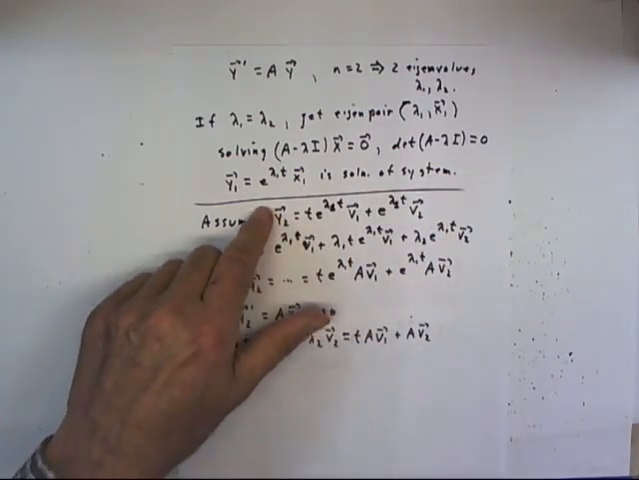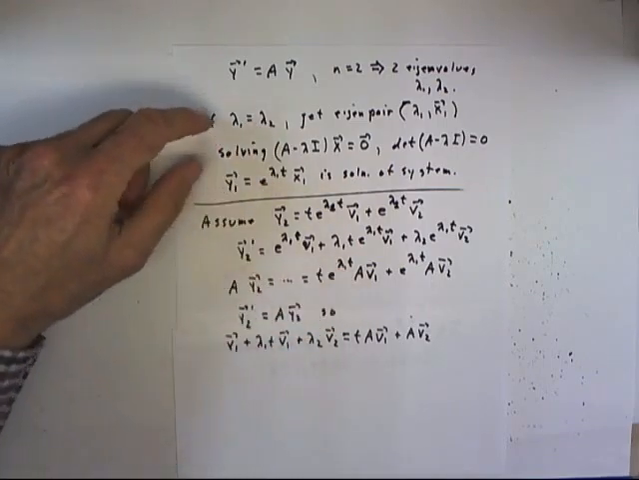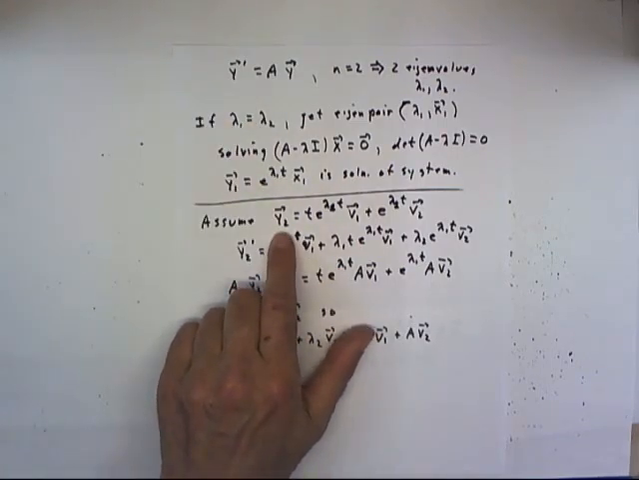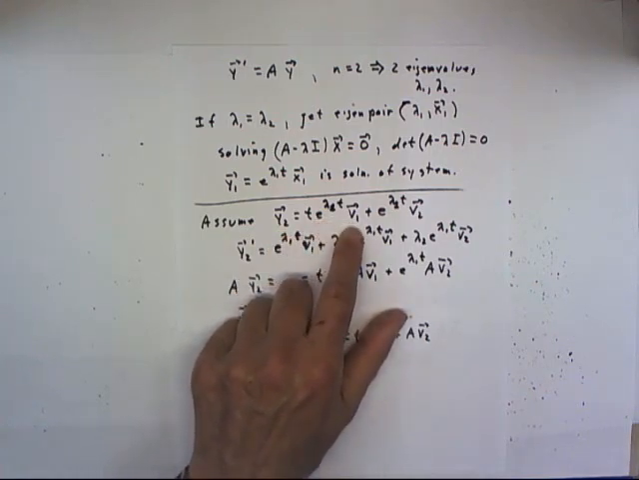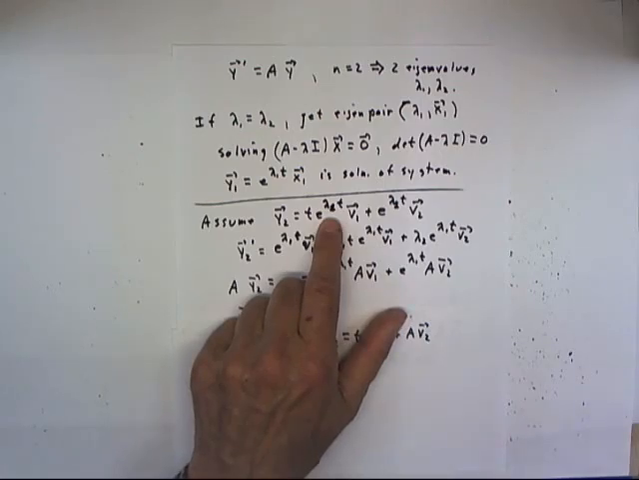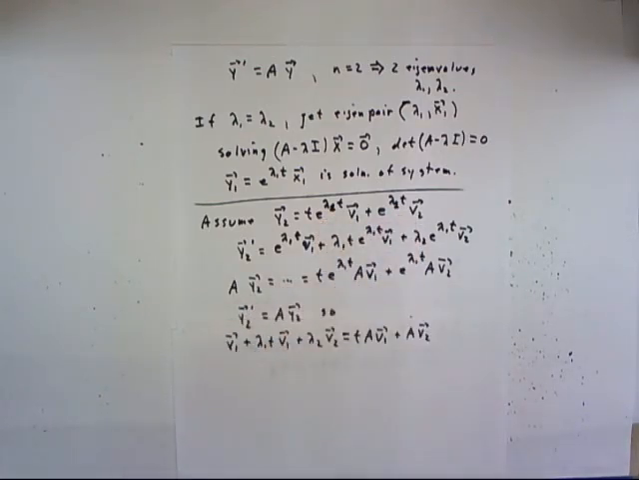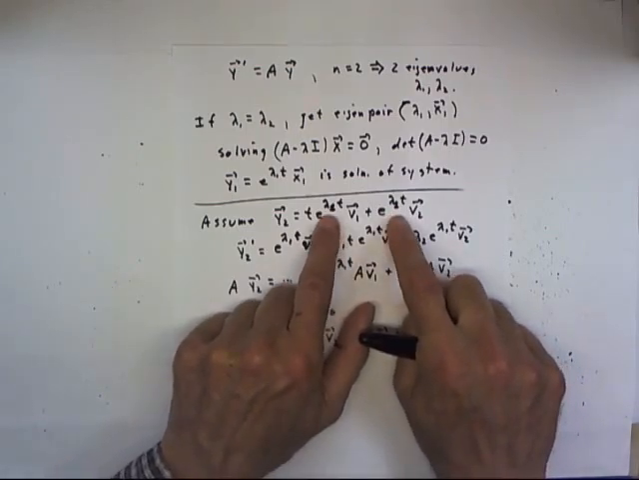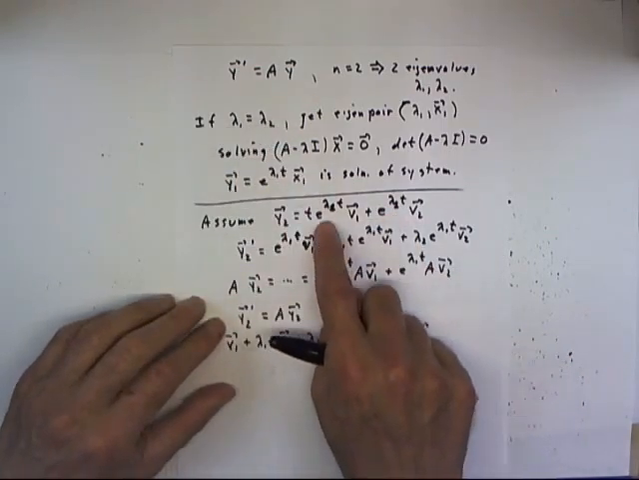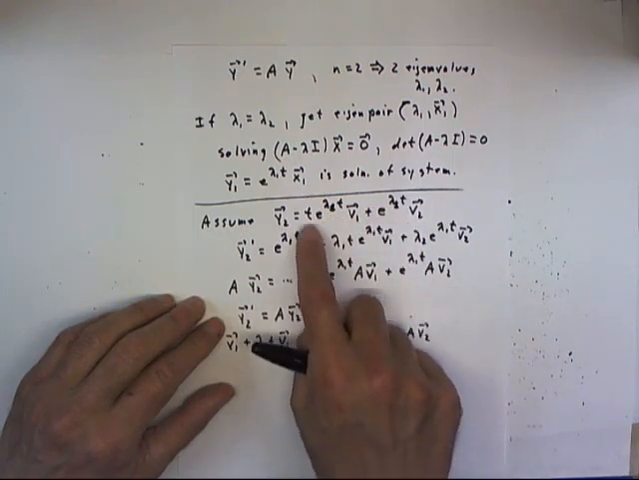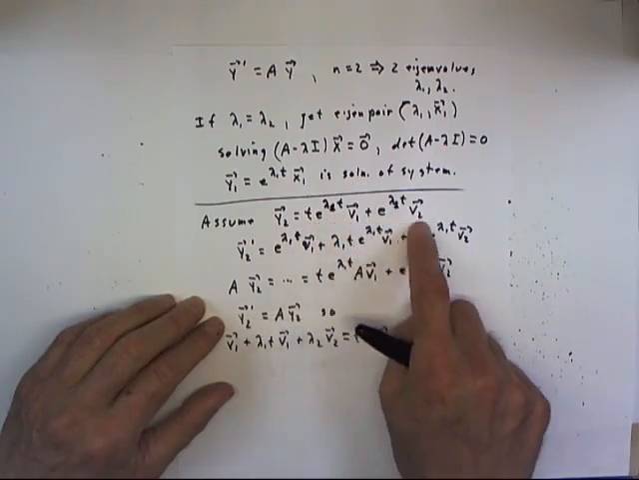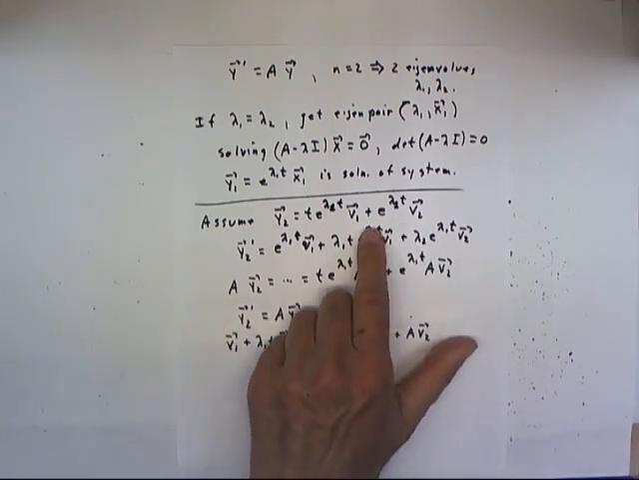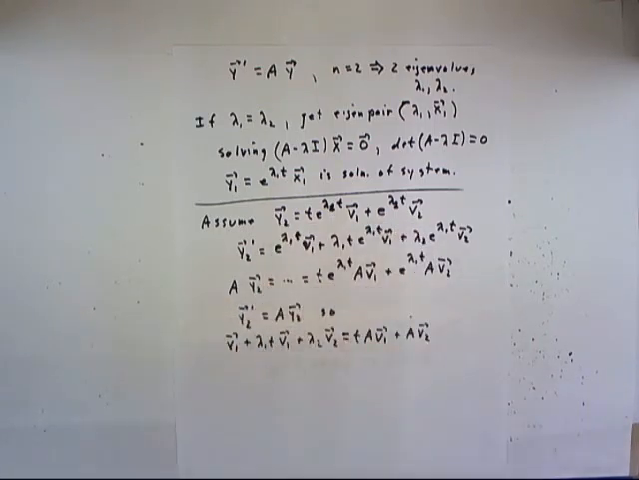To get a second solution, we can't use the same process, so we assume another solution y2 of the form t e to the lambda 1 t v1 plus e to the lambda 1 t v2. Remember, whether it's a 1 or a 2 doesn't make any difference because the two are equal, but those are intended to be 1s. This is just the same as the solution we assumed previously. We're just generalizing the process.